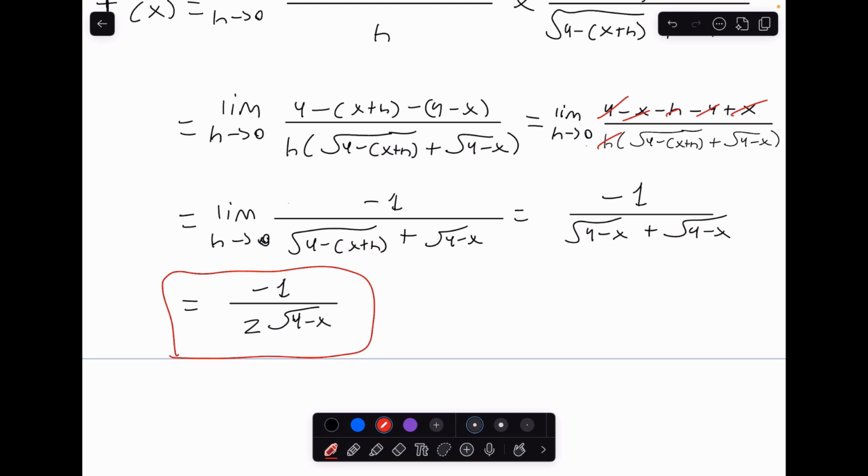So that's it. That's the third variation of this. It's basically just limits. You just have to know how to do the f of x plus h term.